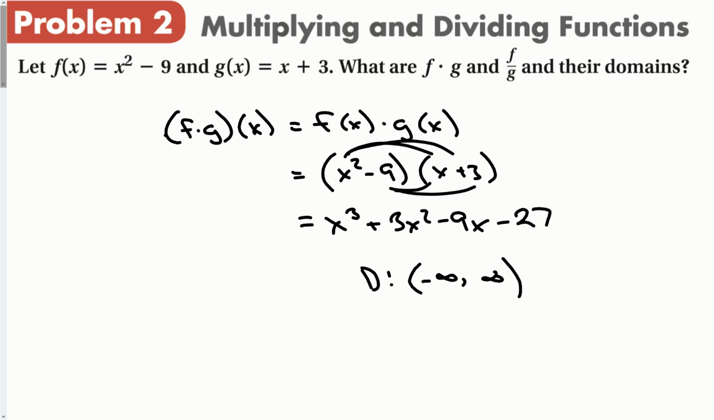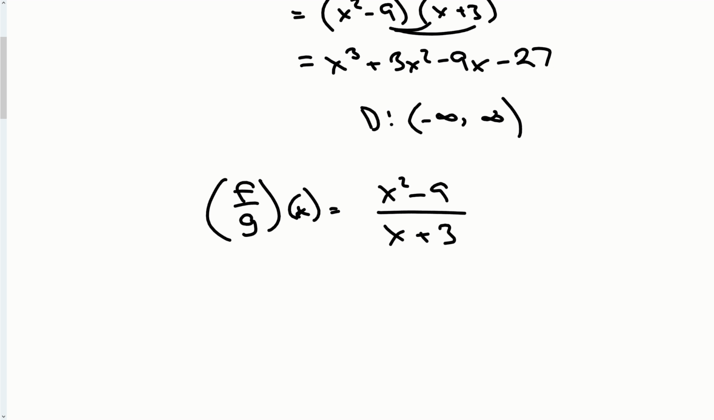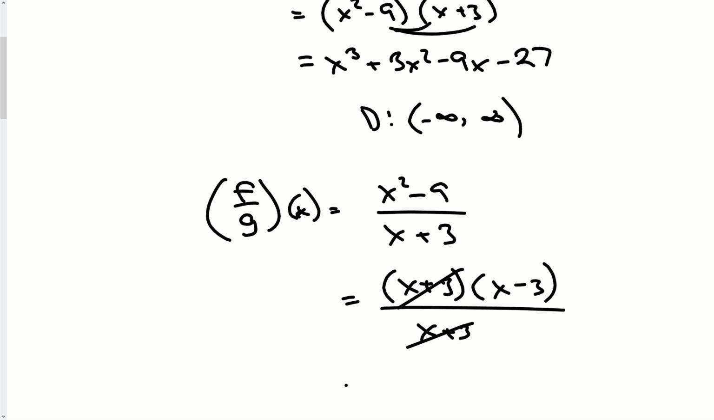Okay. Now, for the second part, f over g of x, the domain here will probably not be all real numbers because we have something in the denominator. Okay, let's see. So it's x squared minus 9 over x plus 3, f of x over g of x. Then I can factor this top right here, and it factors to x plus 3 times x minus 3 over x plus 3. Now I can cancel that out, so my answer is x minus 3, comma, x is not equal to whatever made that denominator equal to 0. So x does not equal negative 3.